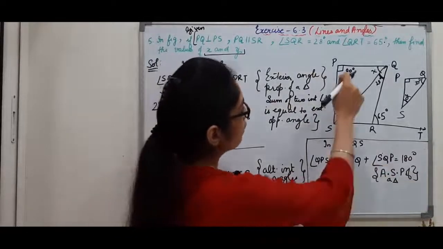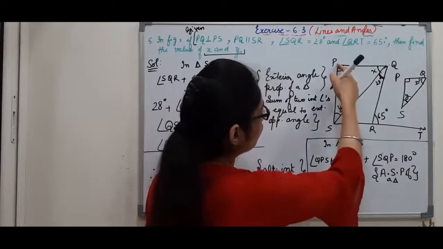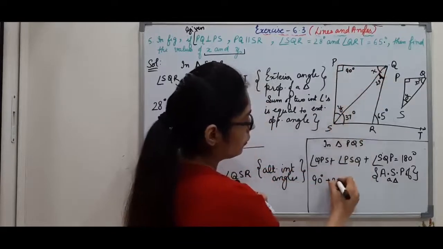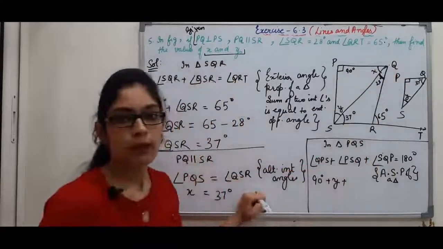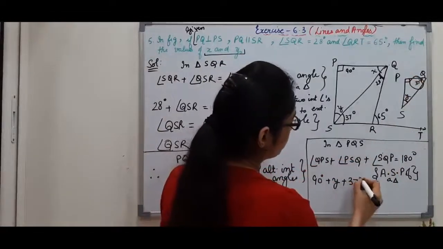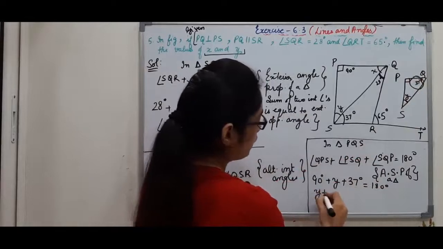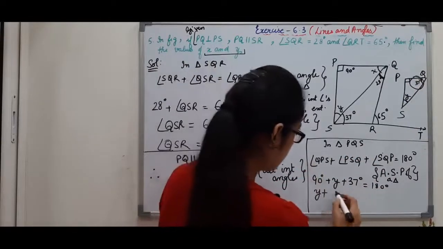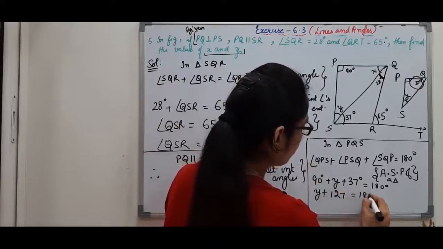Now QPS is equal to 90 degree. PSQ is equal to Y, so we can write it as Y, and SQP is equal to X, and X we have found as 37 degree, so directly 37 degree we can write. It's equal to 180 degree. So Y plus 90 plus 37 is equal to 127. It's equal to 180 degree.